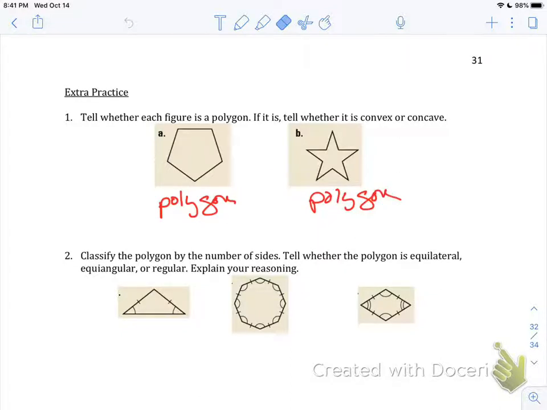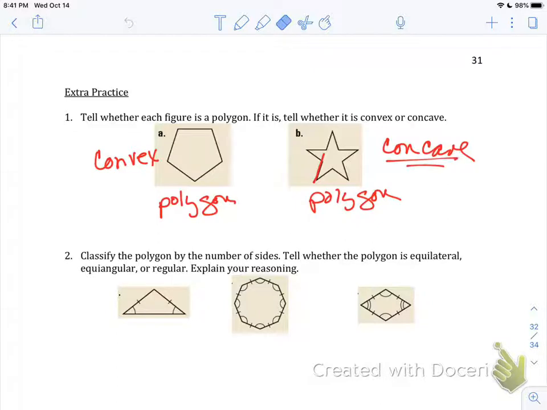This first one is going to be convex. This next one is going to be concave. How do I know that? If I take a side and extend it, it's going to go inside. Once it goes inside, it goes in the cave, it is concave. Okay, go to the next one.